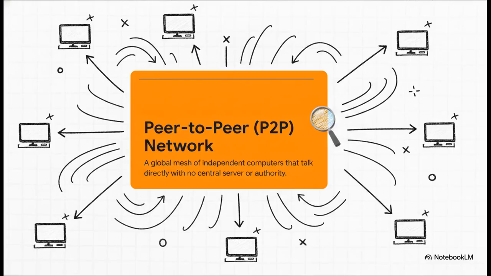So the absolute bedrock of this entire system is the peer-to-peer network. When you send or receive Bitcoin Cash, there's absolutely no company, no bank, no central server acting as a middleman. Instead, your transaction is handed directly from node to node. It literally ripples across the network until every single participant has seen it. It's just a completely self-sustaining global mesh.